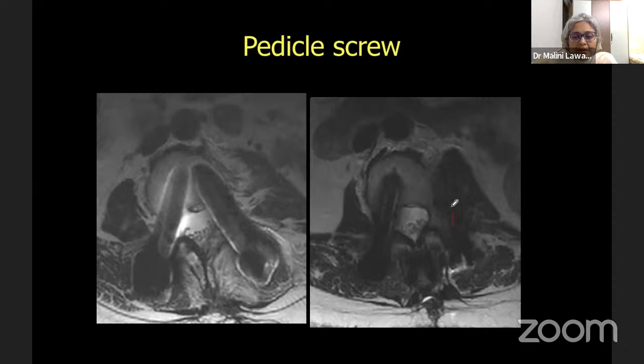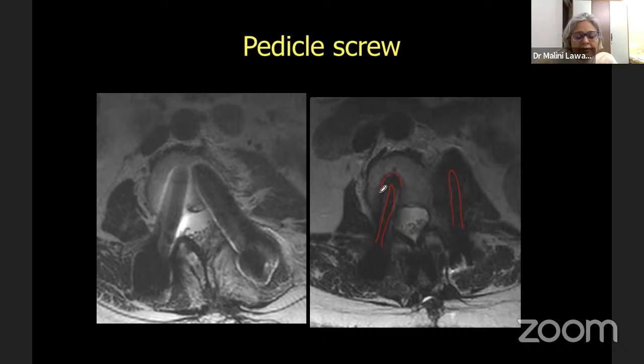Like for example, here, this is the pedicle screw. This is the pedicle screw. But around it, you have this area, which is susceptibility artifact because of the metal. And this can vary depending on the material used. If it is titanium, there'll be no susceptibility artifact. It will not affect the image quality.